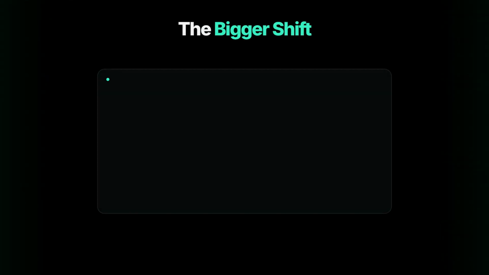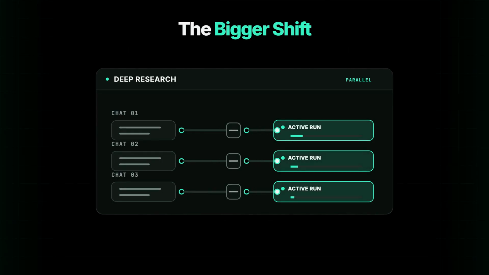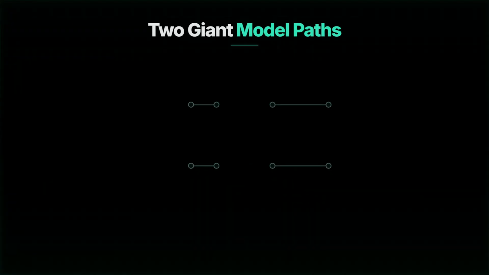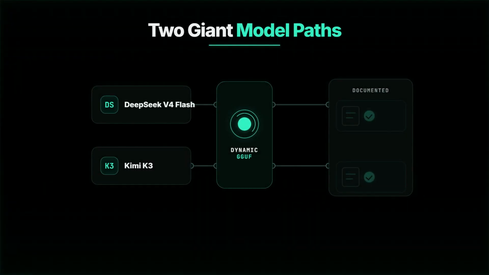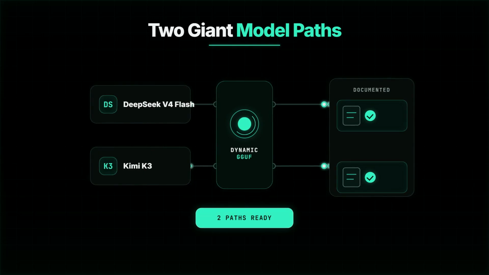Together, research runs and parallel chats change local AI from a single answer queue into a more capable workspace. The release supports multiple conversations, while each chat keeps one active research job. The beta also documents Dynamic GGUF routes for DeepSeek V4 Flash and Kimi K3. Running locally is possible according to Unsloth, but possible does not mean lightweight.